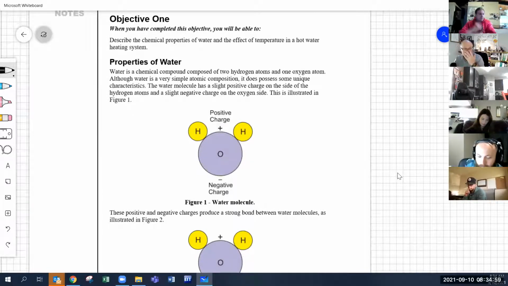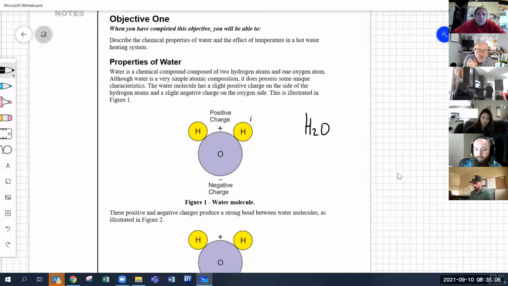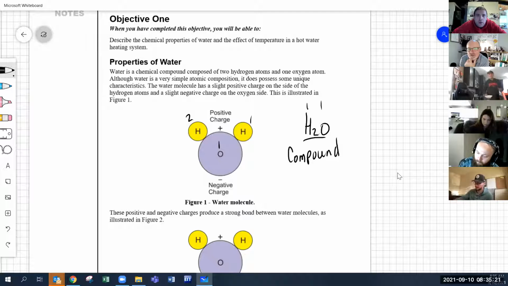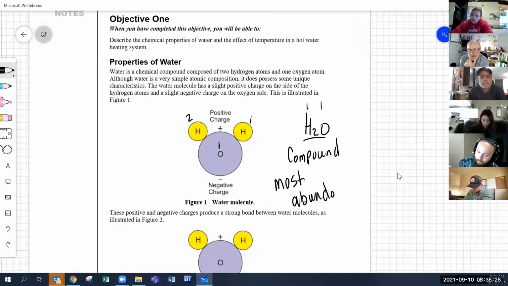All right. So first off, we're going to talk a little bit about properties of water in this objective 1. So properties of water: the chemical symbol, as you know, is H2O. So 2 hydrogen ions there and 1 oxygen. That's why they call it H2O. And this is a compound, right? We know that this is a compound. It has 2 separate things. It's a compound, and water is the most abundant compound on Earth.